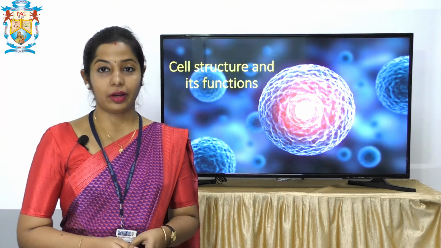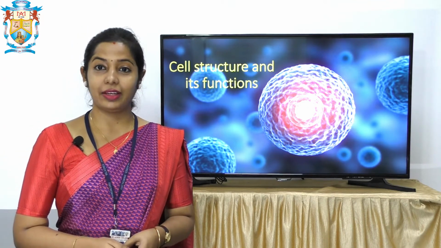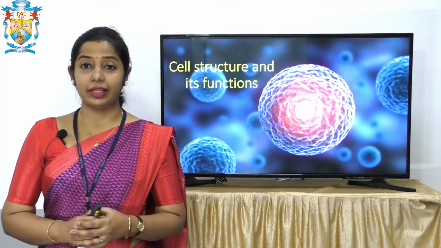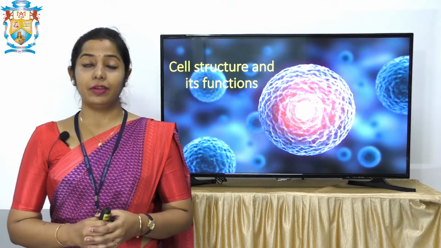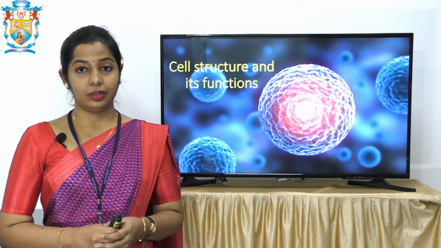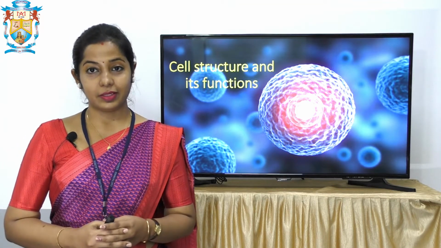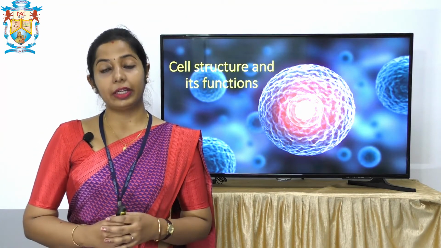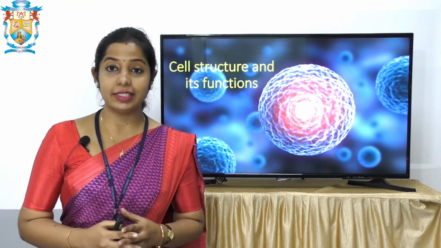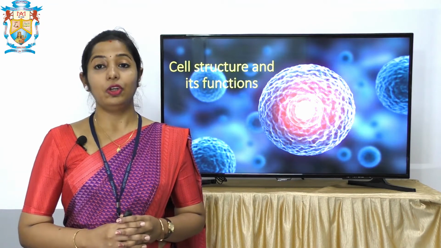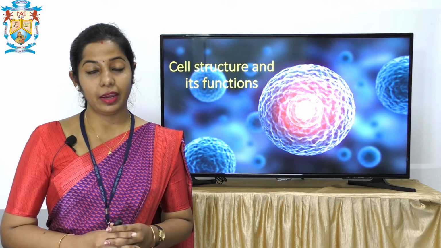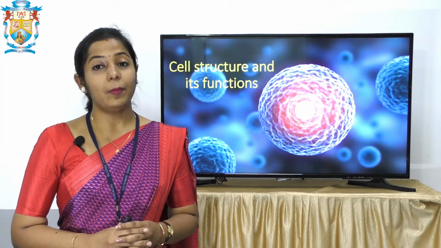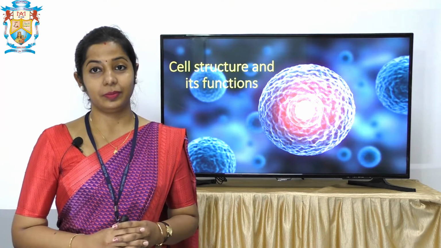Today I am going to talk about cell structure and its function. It is estimated that there are more than 10 million living species on Earth. All the living organisms are made up of cells. When living organisms are made up of single cells, they are called unicellular organisms, and when made up of many cells, they are called multicellular organisms.